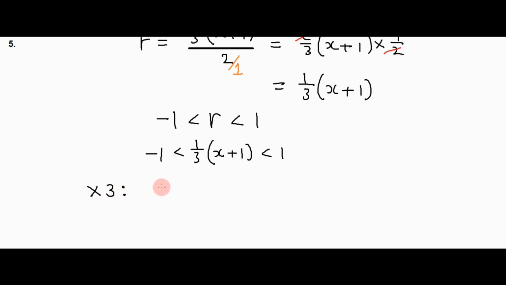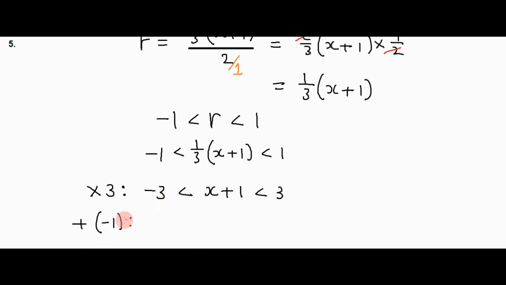So negative 1 times 3 is negative 3. Here the 3's will cancel. And we're left with x plus 1. 1 times 3, of course, is 3. Now we can get rid of the 1 here by adding negative 1 through.